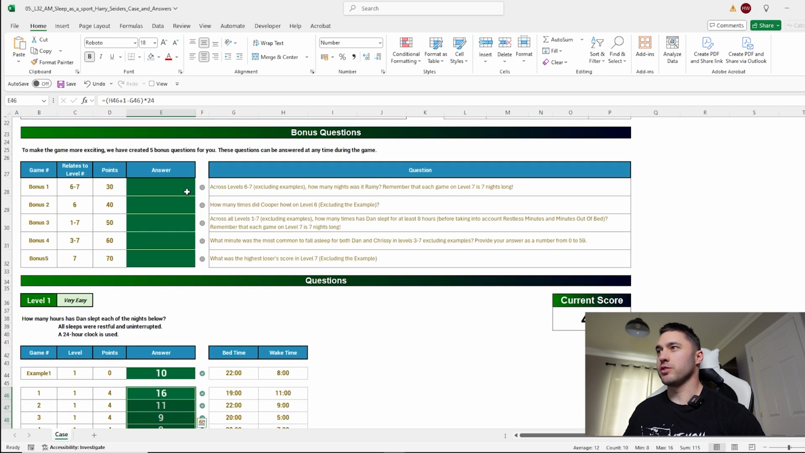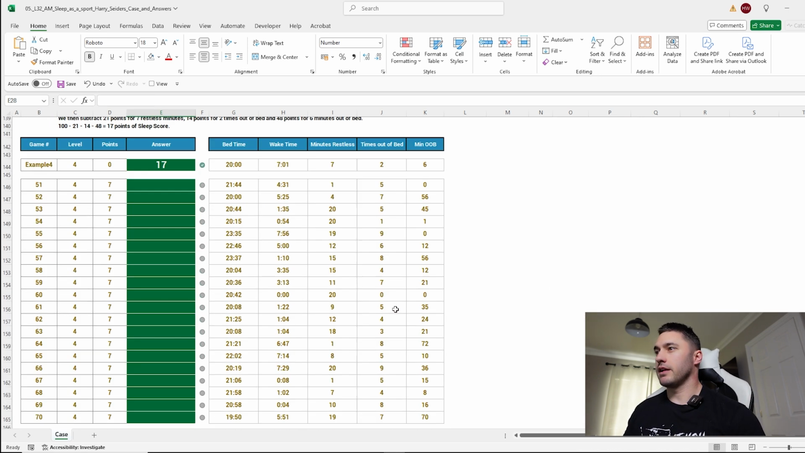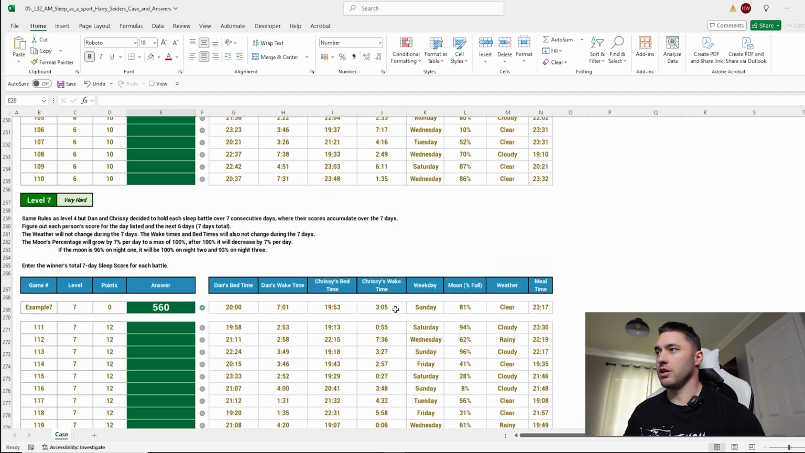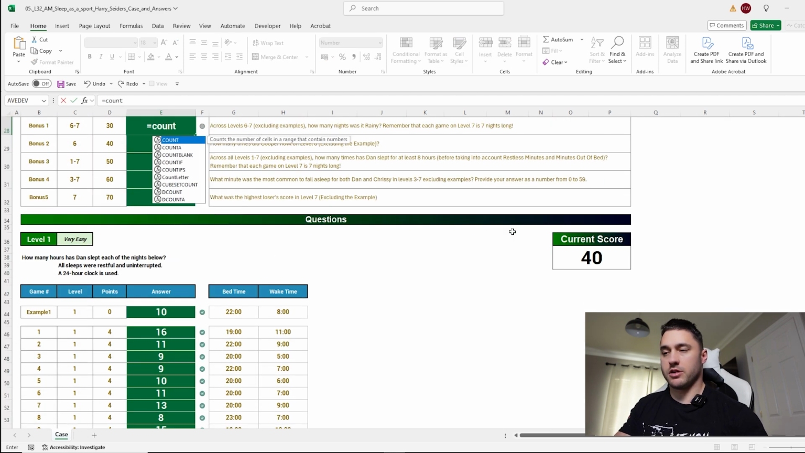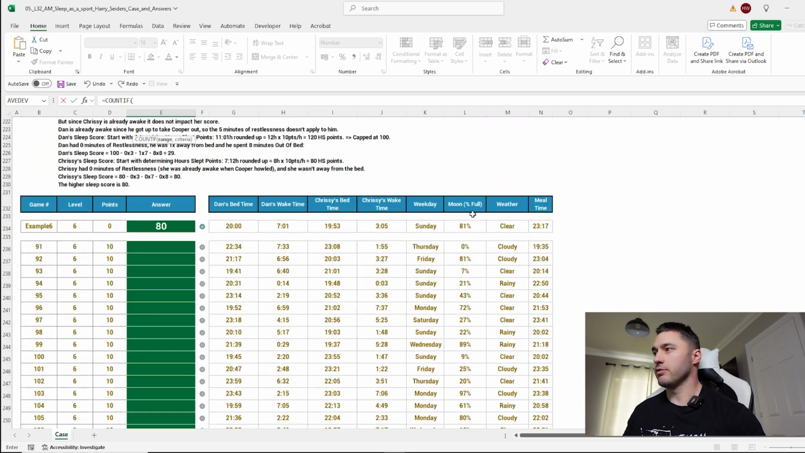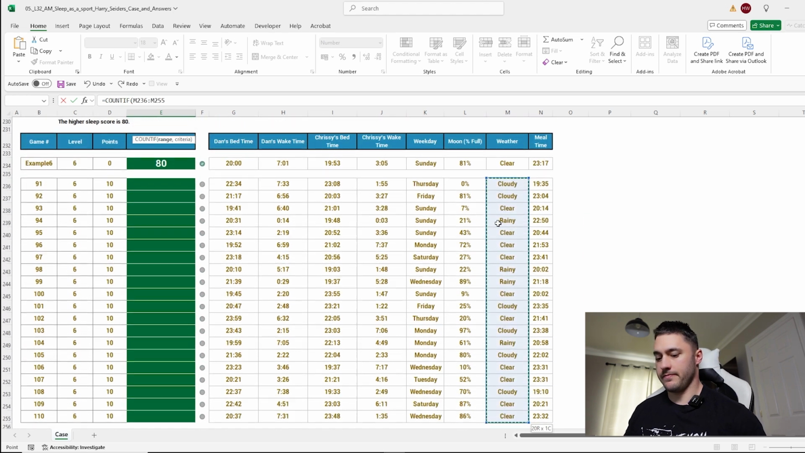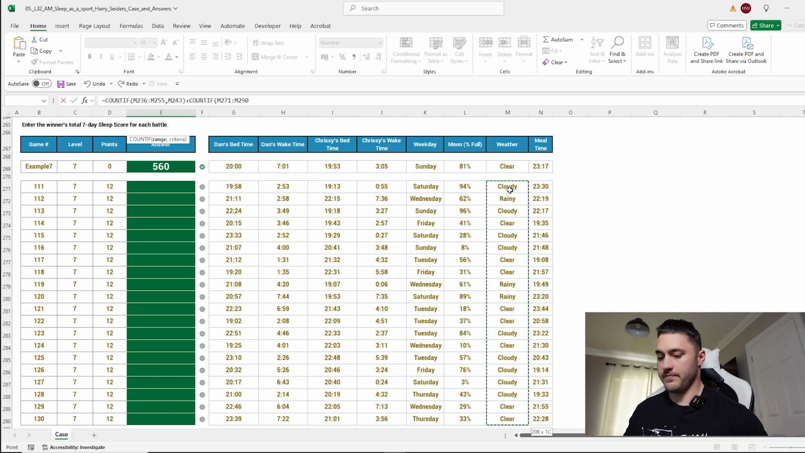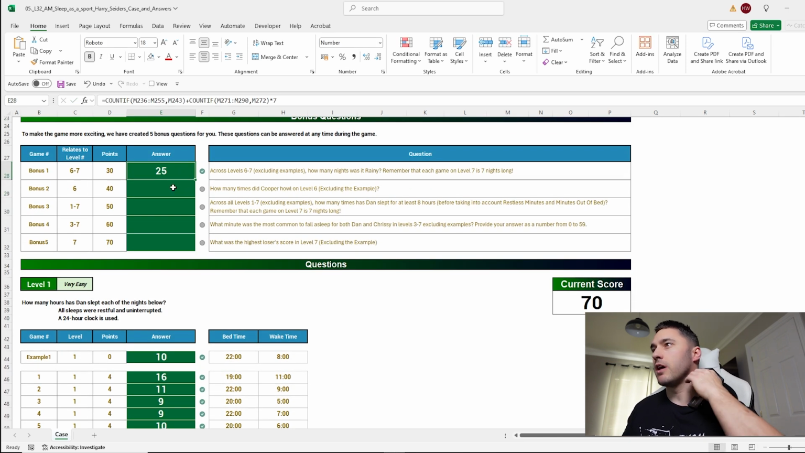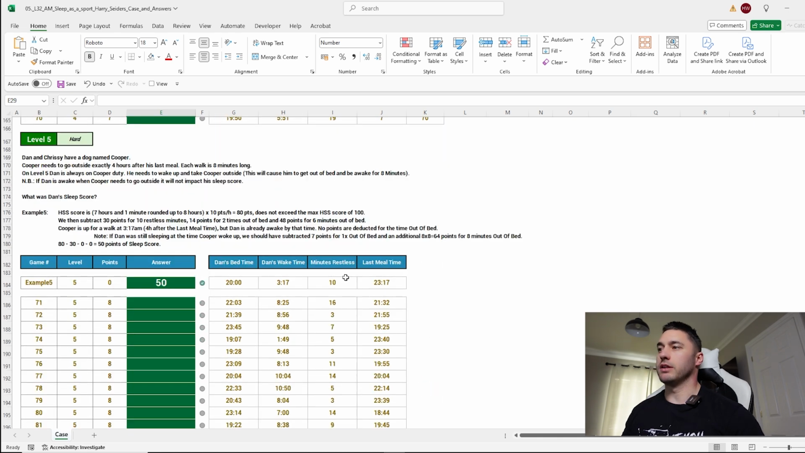Let's now tackle some of the bonus questions. Across levels 6 and 7, how many nights was it rainy? Level 7 is 7 nights long, so we need to multiply how many nights it's rainy by 7 there. So this is COUNTIF for level 6, where it's rainy, plus COUNTIF for level 7 where it's rainy, but multiplied by 7 because we have 7 nights. So it's 25.